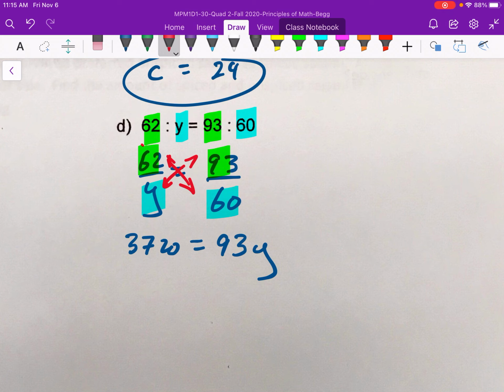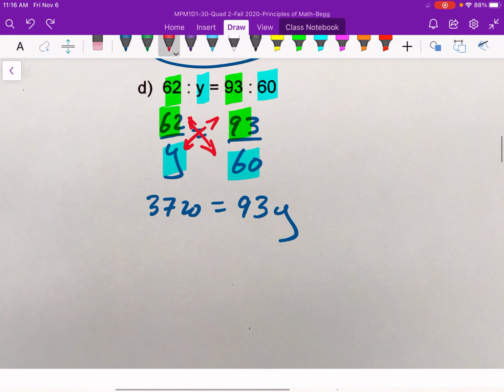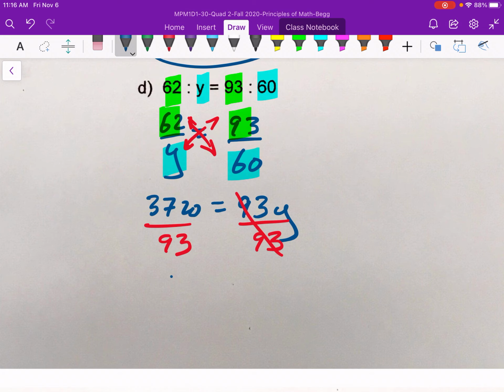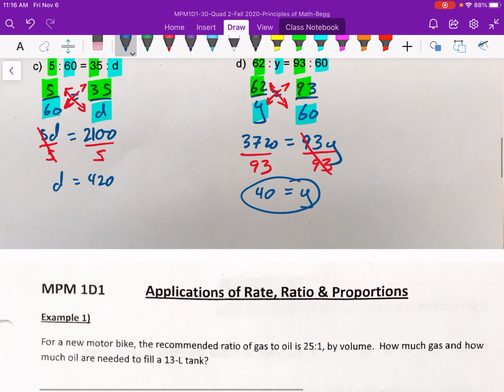So this top number here times this bottom number here is what I always put on the left. Even though my variable is going to end up on the right side, it doesn't matter. Hopefully you understand that it really doesn't matter whether my y is on the left or on the right. Either way, I'm just trying to isolate y, so I need to divide both sides by 93. And when I divide 3720 by 93, it turns out that y equals 40. Again, I've got it written as 40 equals y, but that means the exact same thing.